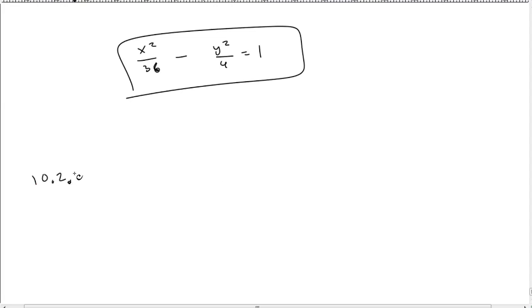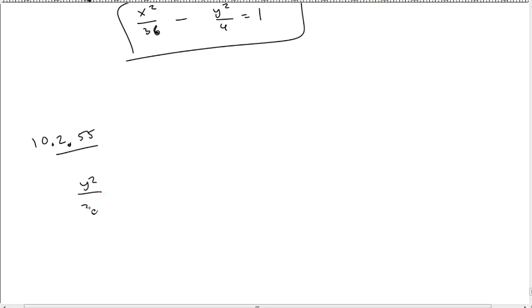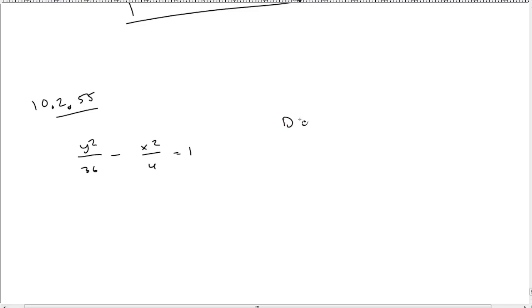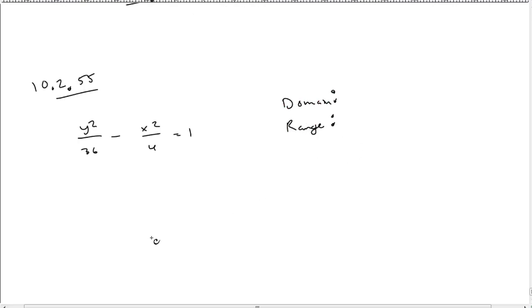Another one, 10 to 55. So I've got y squared over 36 minus x squared over 4 is equal to 1. Oh my goodness, it's almost the same problem. And they want to know what's the domain and what's the range. And you can see that I'm not trying to skip out on some different problems. This is definitely a different problem. So 1, 2, 3, 4, 5, 6. Notice that again, it's a y's, not x's.